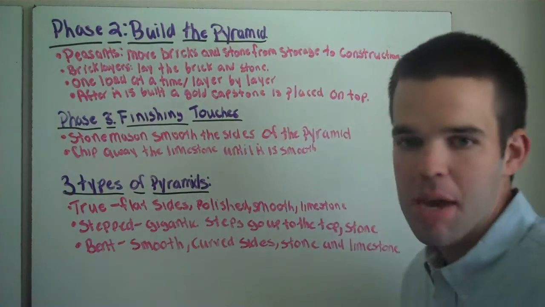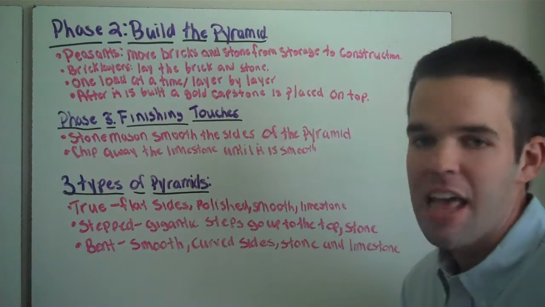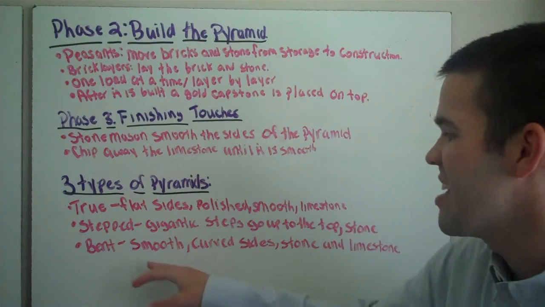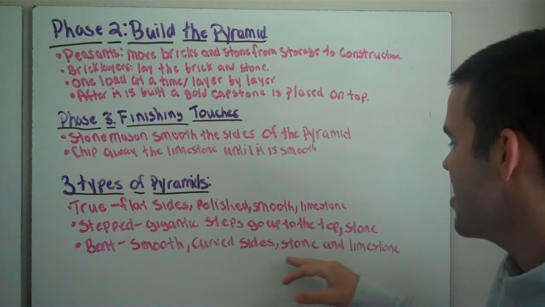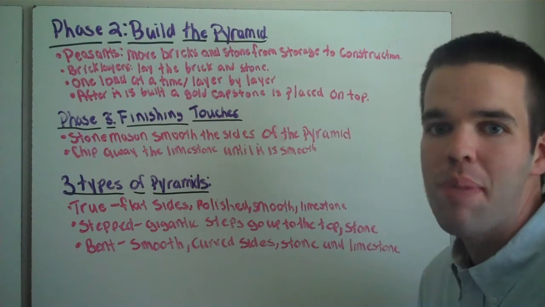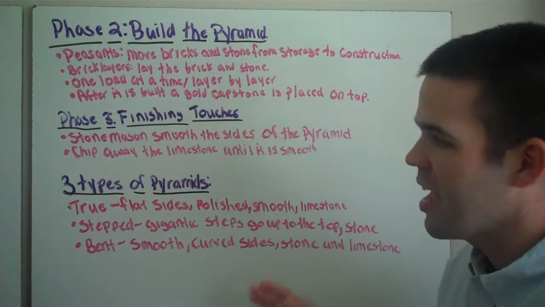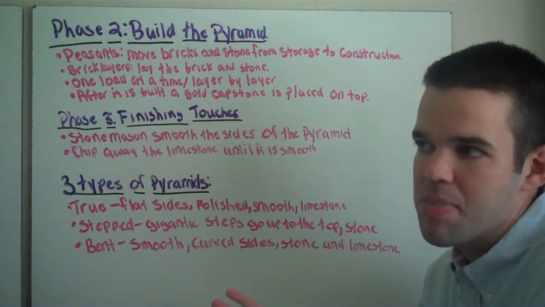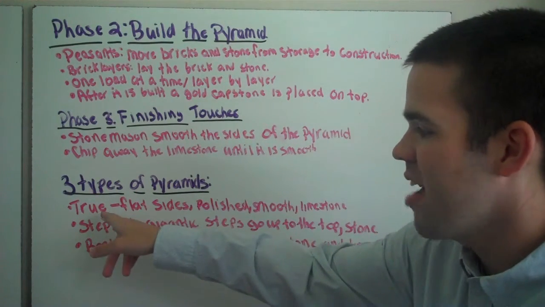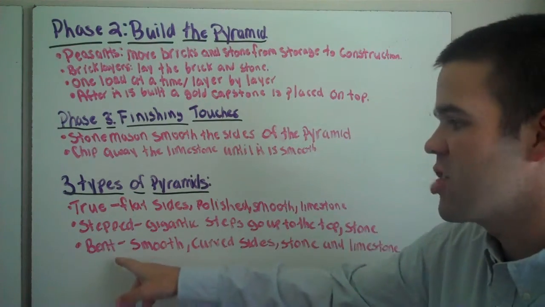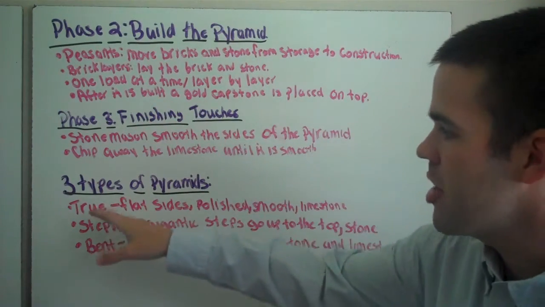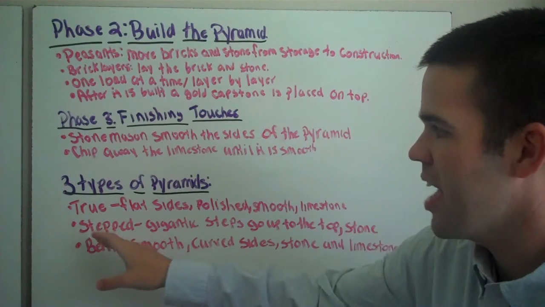The final type of pyramid is the bent pyramid. The bent pyramid is the pyramid that takes the least amount of time to do. It is smooth, it has curved sides, it is stone and limestone. You basically throw it together. You don't have to really make sure it's as authentic as a true pyramid. It's just like a mound, and let's just make it look like a pyramid. So there are 3 types. There's the true, the step, and the bent.